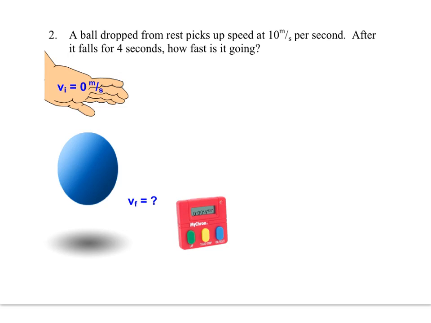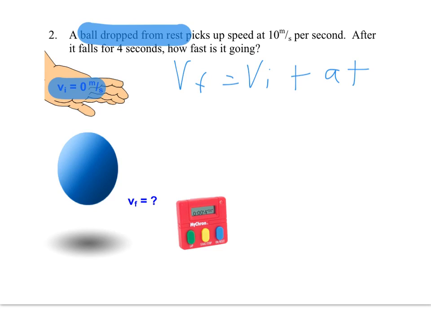Okay, so let's apply this line of thinking to solve a physics problem. It says a ball dropped from rest picks up speed at 10 meters per second. After it falls for 4 seconds, how fast is it going? This is an application of our instantaneous velocity equation, which says v final equals v initial plus acceleration times time. In the problem, our initial velocity is equal to 0, since the ball is dropped from rest.